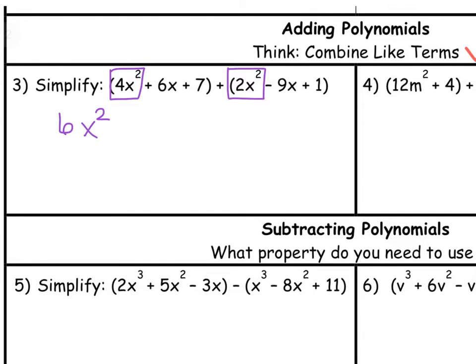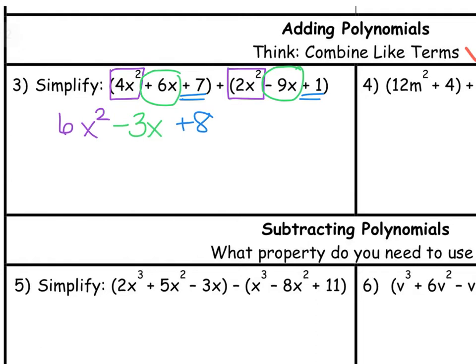So now I look at my next term. I have a plus 6x, so I'm looking for another term that has a base of x with an exponent of 1, and I have a minus 9x, so 6x minus 9x is going to give me a minus 3x. And then finally, I'm going to look at my constants. I have a plus 7 and a plus 1, and 7 plus 1 is 8.